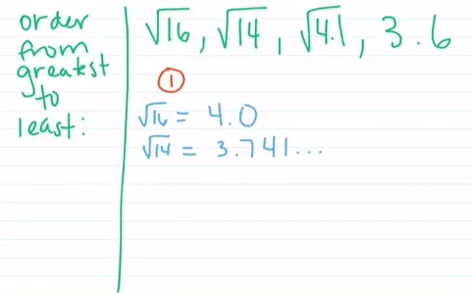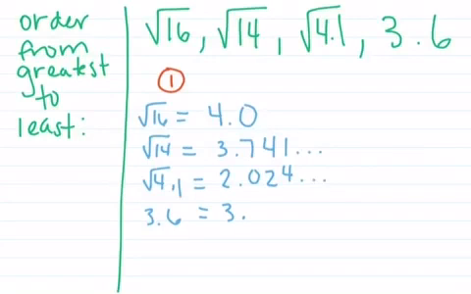So I just want to make sure I write down enough numbers so that I can use those place value numbers to compare them. Next, we have the square root of 4.1, and again, we'll use our calculator, and you get 2.024, and again, this number continues. Okay? And then we have 3.6. Well, that number is already a decimal, so I don't need to do anything. So that's step 1, put everything in decimals.